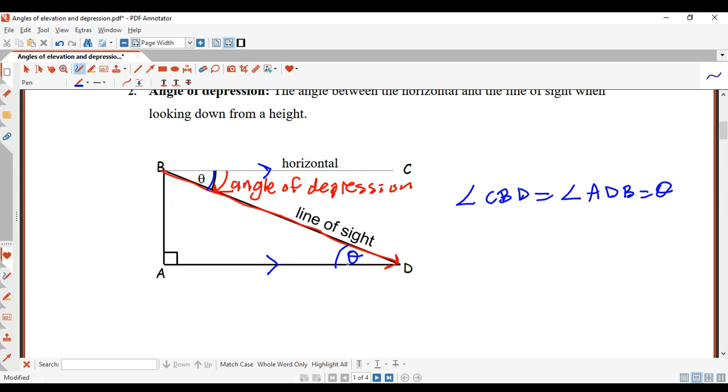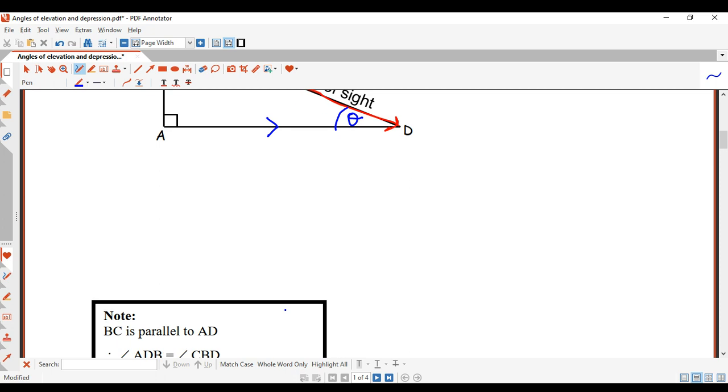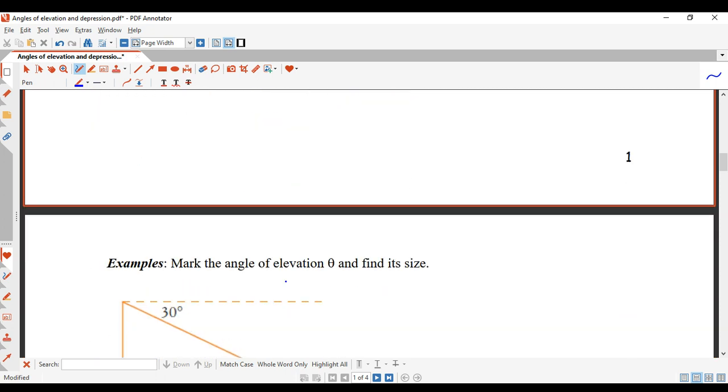All right, and the reason for that is alternate angles. Well, these two angles are alternate angles. The two angles marked in blue. Alternate angles on parallel lines are equal. Okay, so keep that in mind.